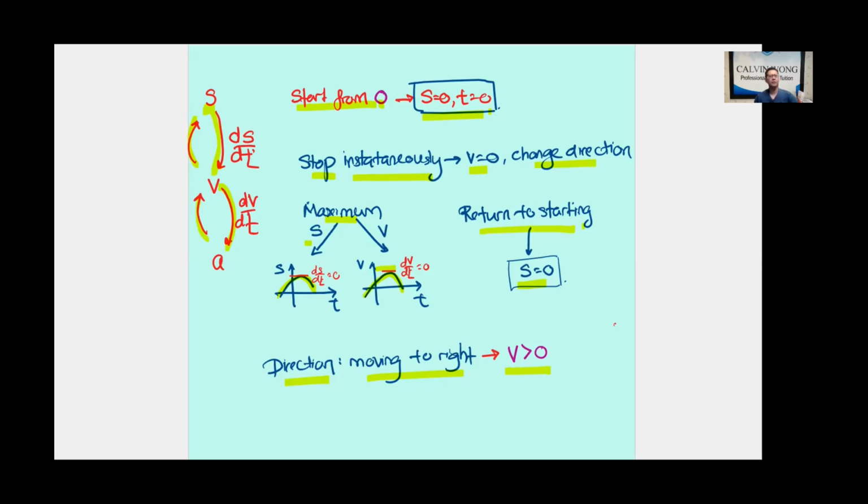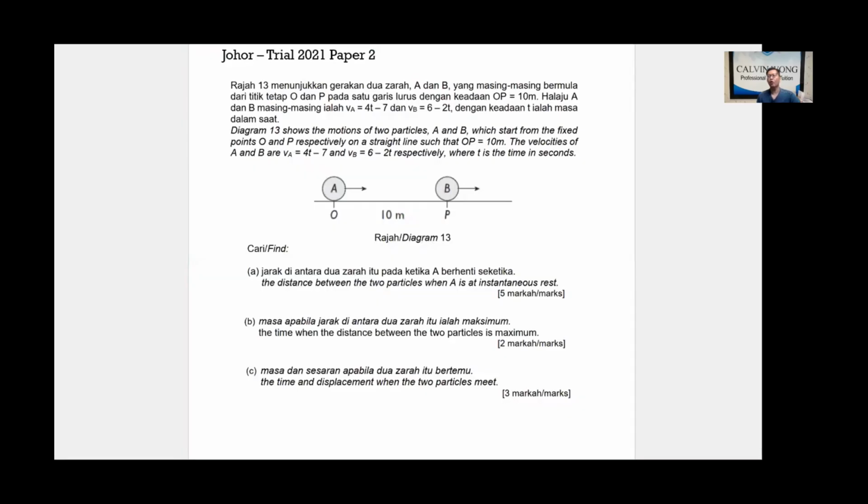This question, 10 marks, 10 minutes can finish. No, we don't need that. 5 minutes. Some of you can finish in 3 minutes. Got record, right? So I highly recommend this topic. Now, I give you a few examples, but we are not planning to do it here. We just point out the keywords. Look at the Johor trial paper. I like this one because this is the most difficult one. Even though it's easy, the most difficult one will be when it involves 2 particles. That one will be challenging.